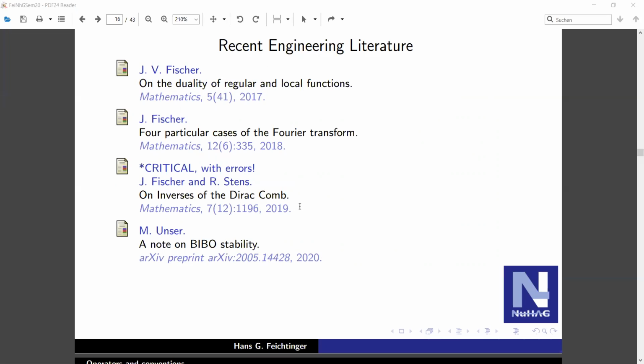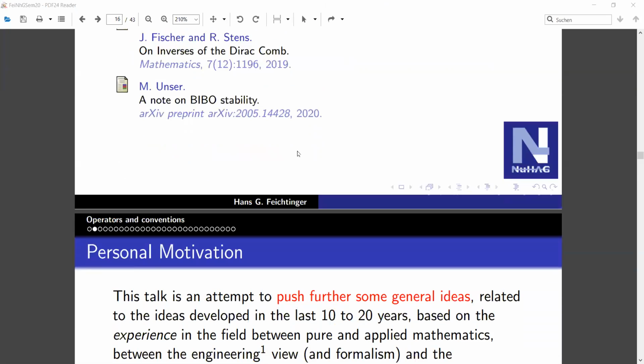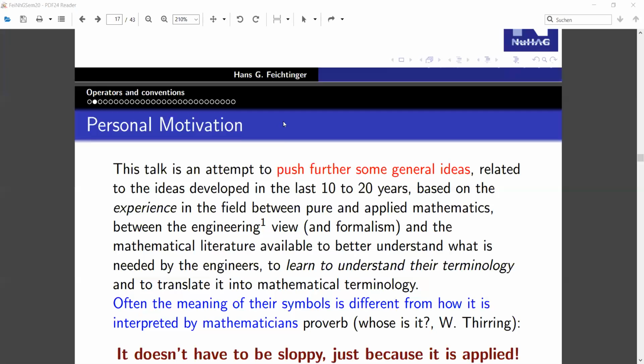Jens Fischer is using the tempered distribution theory, which I think is not necessary. Michael Anser is observing that the books in engineering theory make false claims about the representation of translation invariant systems. So yeah, this is just something where you can learn how applied people view the situation.